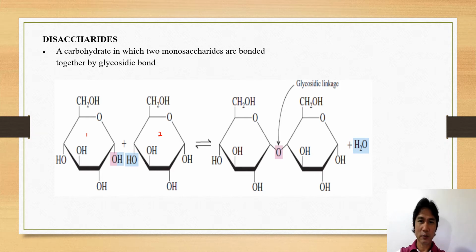At the moment they are separated. However, when the two are joined, they become a disaccharide. So you notice the formation of a glycosidic bond here. And in the process, water is removed because, as you can see here, the hydrogen here is removed, and then the hydroxyl group here is removed. That is equivalent to water.